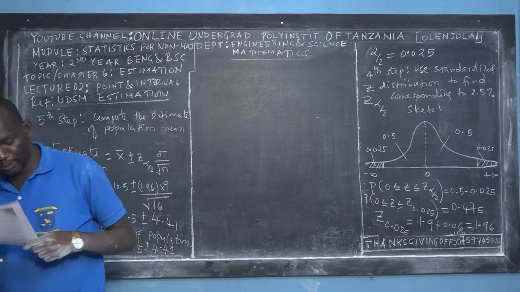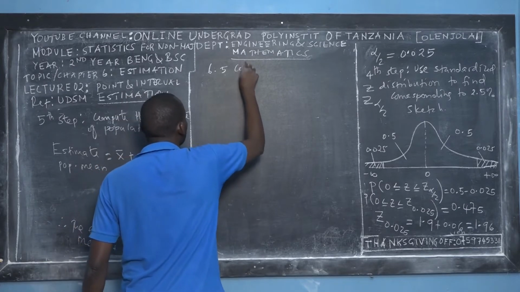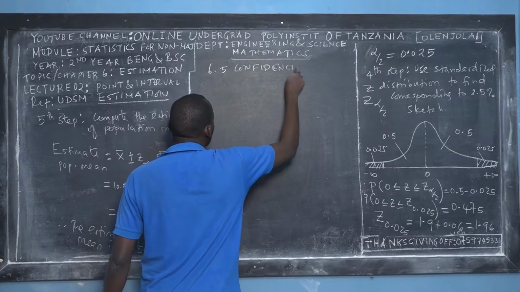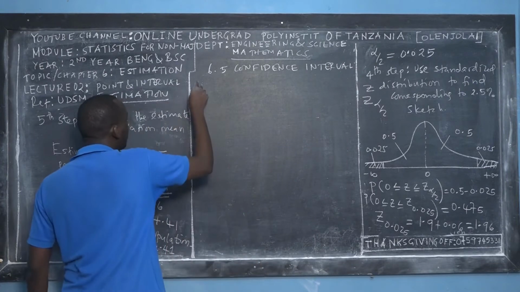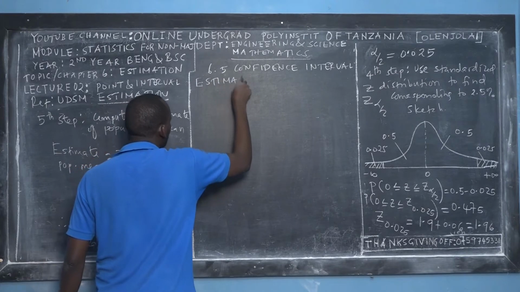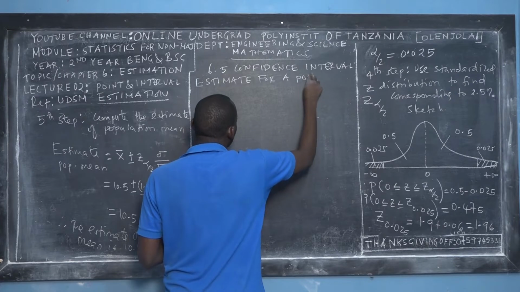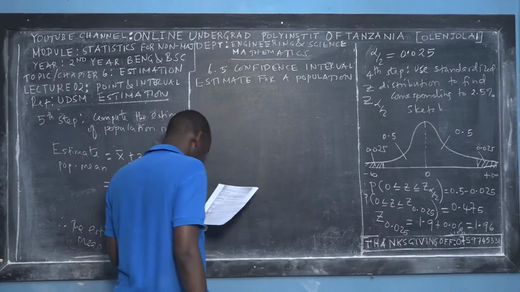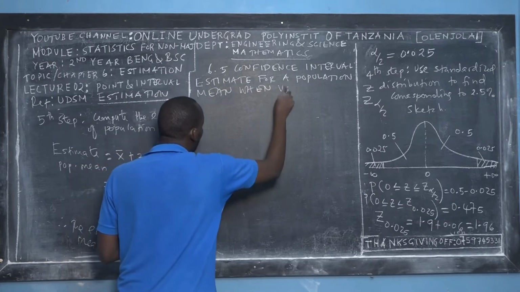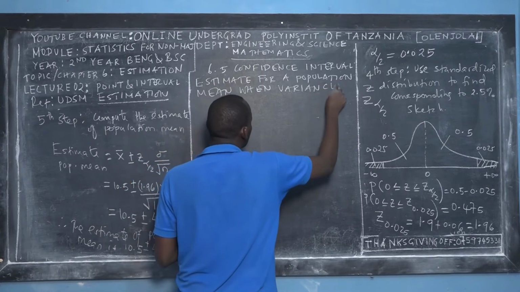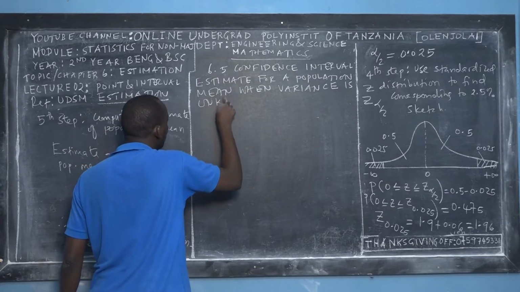So let me take you to the next part, which is 6.5. And this 6.5 we call the confidence interval estimate for a population mean when variance is unknown. So when variance is unknown, how do we compute it as engineers?